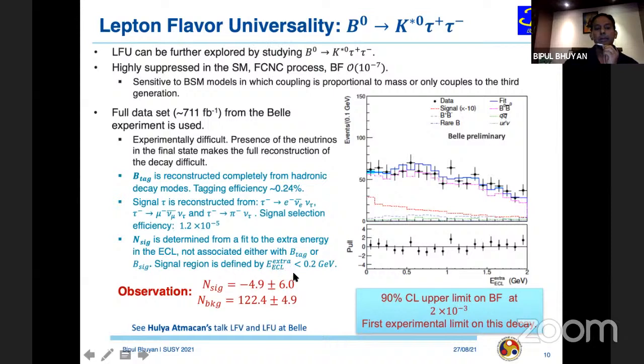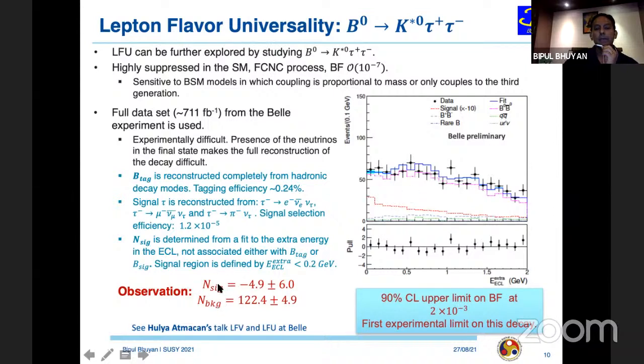And we define the signal region to be less than 0.2 GeV on this particular variable. So you can see here on the right-hand side plot the extra energy in the calorimeter, and of course again everything is consistent with the background, so there's no bump that we have seen.